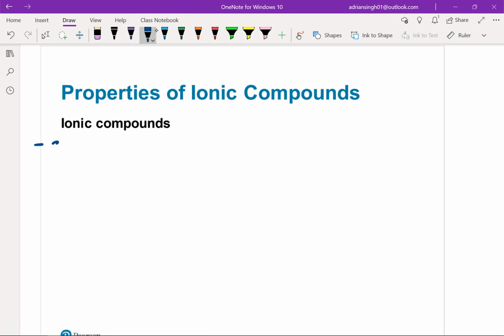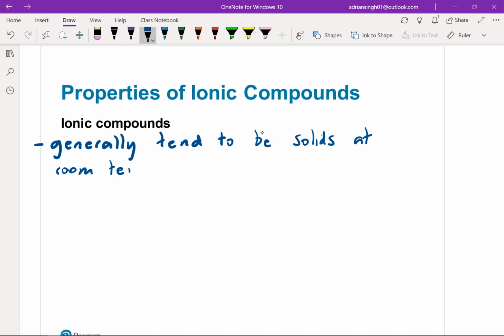So ionic compounds generally, and again, these are general characteristics or general properties, which means we can apply them across the spectrum for these types of compounds. So generally, they tend to be solids at room temperature. Which means then that they tend to have high melting points, MP is melting point, and also boiling points, BP.